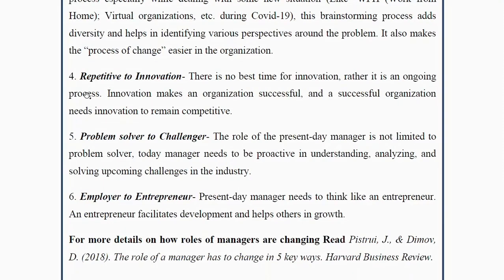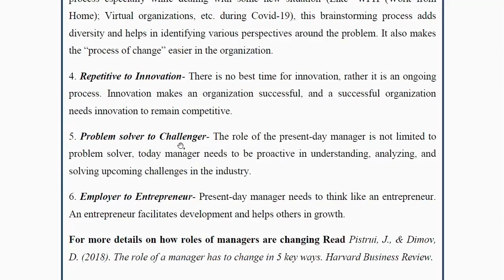Manager must shift from repetitive to innovative. There is no best time for innovation. Rather, it is an ongoing process. Innovation makes an organization successful, and a successful organization needs innovation to remain competitive.